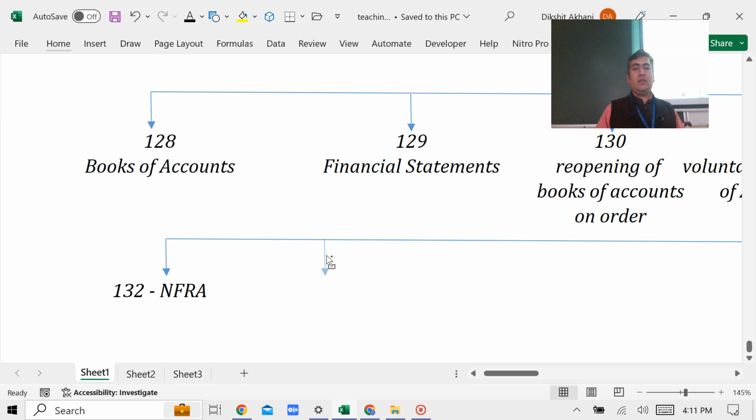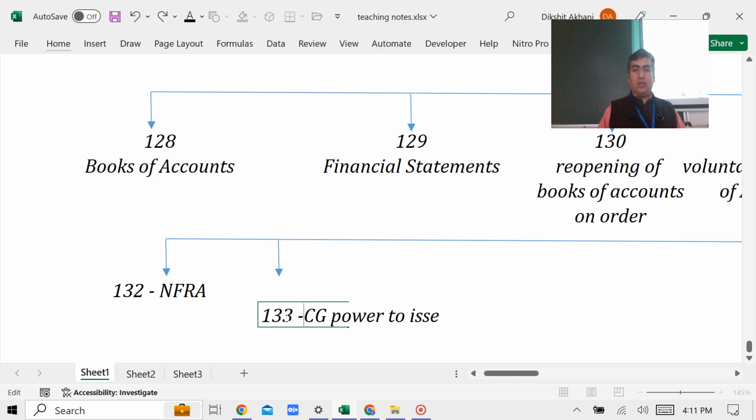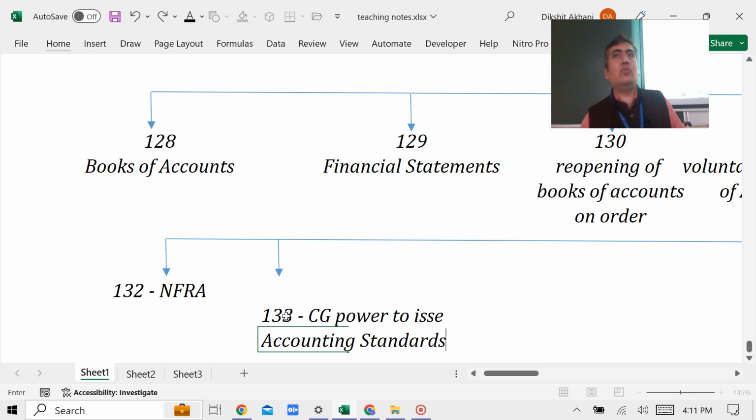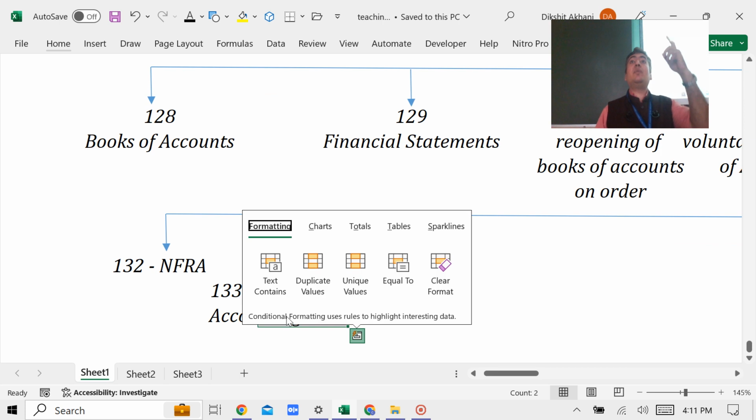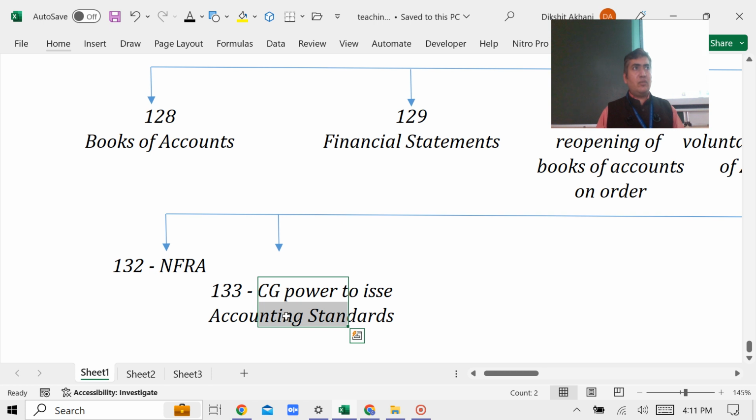133, I guess everyone is aware of. It is central government's power. 133 is talking about central government's power to issue accounting standards. Do you remember somewhere in the share capital chapter we tried to learn that if 133 is applicable, then what happens, and if 133 is not applicable, then what happens? I think an accounting standard is applicable, security premium. We had 133, you remember?